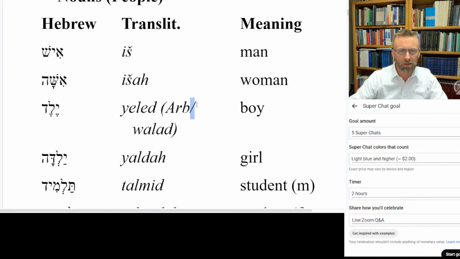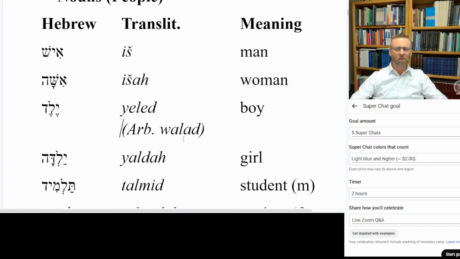So Arabic. The Arabic is walad. Let me see if I can bring that down to another line. That's a little neater. Now, why am I telling you this? This is not our Hebrew Arabic course, which we will be getting back to before long.